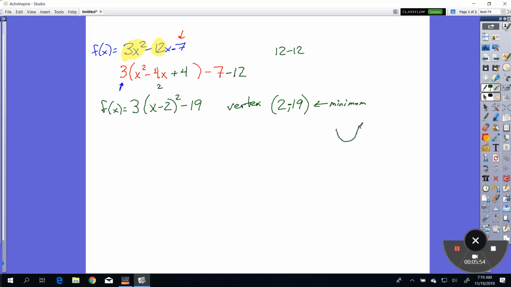So I know it's going to open up like this. What's going to be the lowest y value? Yeah, so that's negative 19 is your lowest y value. So when you're talking about range, it's going to go from negative 19 to infinity. The domain on these is always going to go left to right forever, so negative infinity to positive infinity.